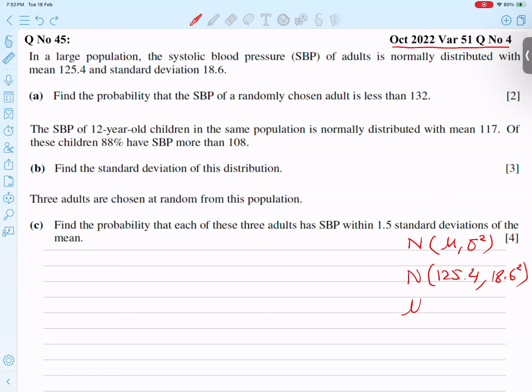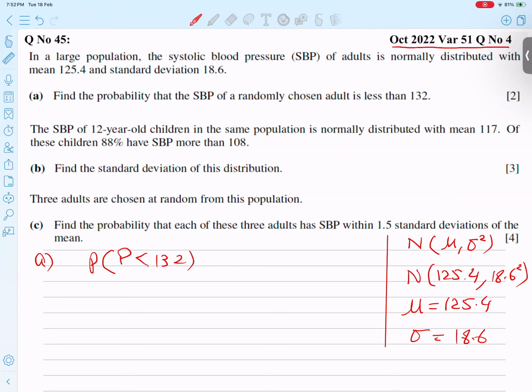So that is why the mean is 125.4 and the deviation is 18.6, as he mentioned on the top. Okay, so let's complete it. He's saying find the probability that the SBP of a randomly chosen adult is less than 132. So less than, so blood pressure is, let me write only here, blood pressure is less than 132.